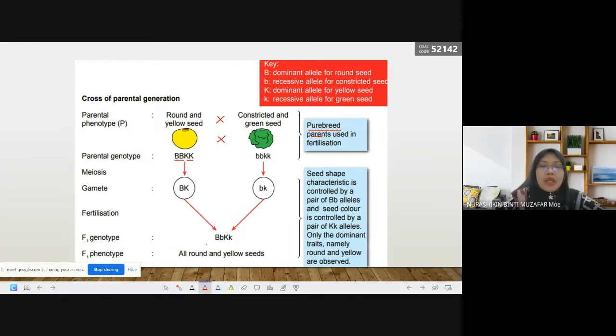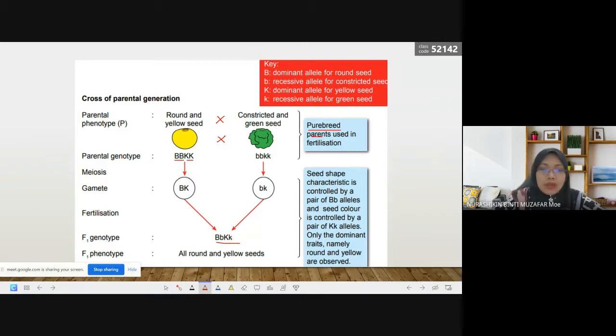Yeah. Okay. Then big B, small b. How come you get this? Okay, from the gamete. Big B, small b. Okay, settle for the shape. And then big K, small k. This one for the color.